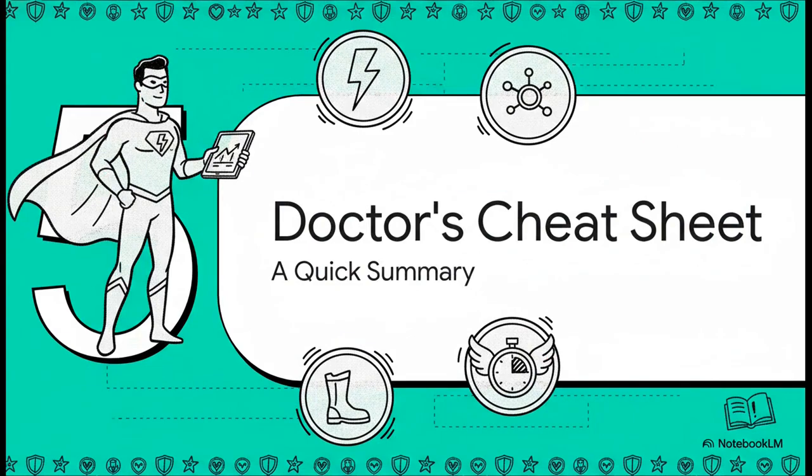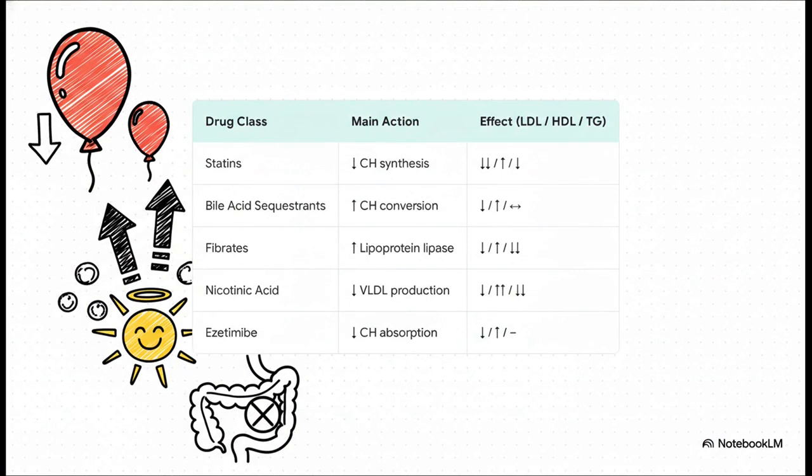Okay, we've spent a lot of time on statins, which is good. But now let's zoom out again and quickly look at the whole gang, all 5 drug classes. This is your quick summary, your cheat sheet for exams, or for when you're on the wards. Okay, let's go through this fast. Statins, undisputed kings of lowering LDL. You see the double down arrow. Bile acid sequestrants, they lower LDL too, but look, they can actually increase triglycerides sometimes.